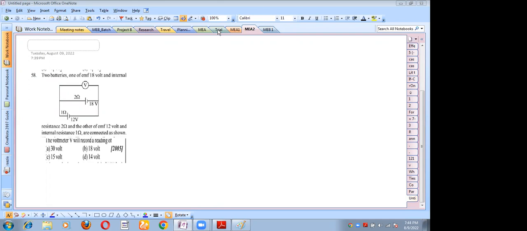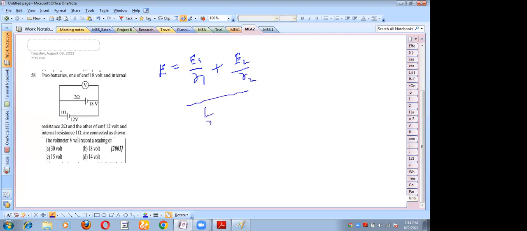So you got 14. This is actually a parallel combination, right? So this is a parallel combination of cells, so we will apply the same formula: E equals E1 by R1 plus E2 by R2, divided by 1 by R1 plus 1 by R2.